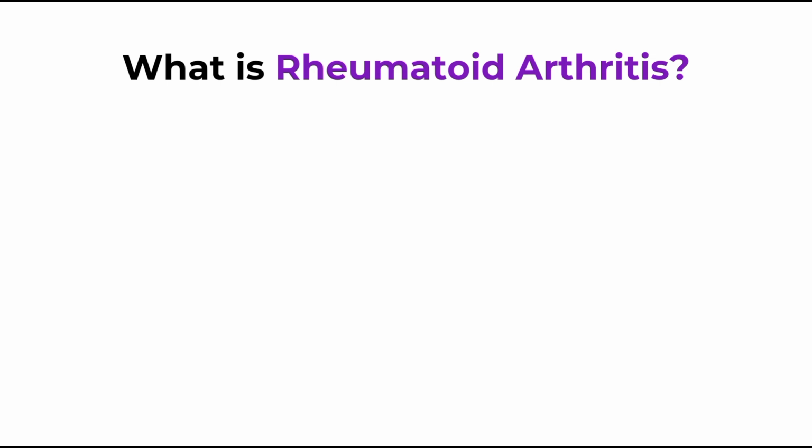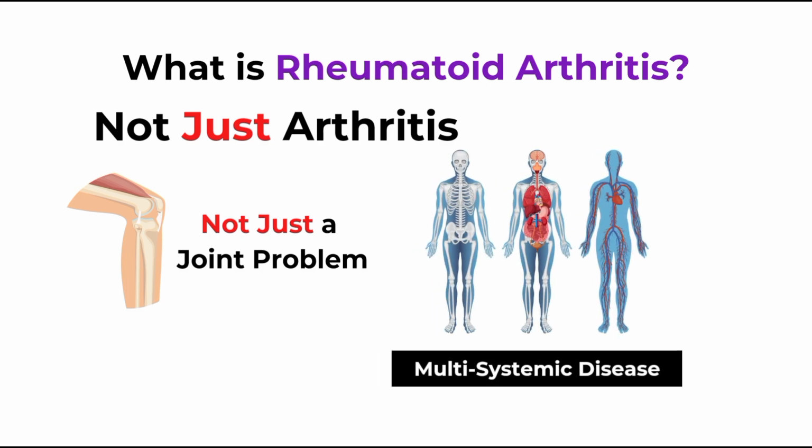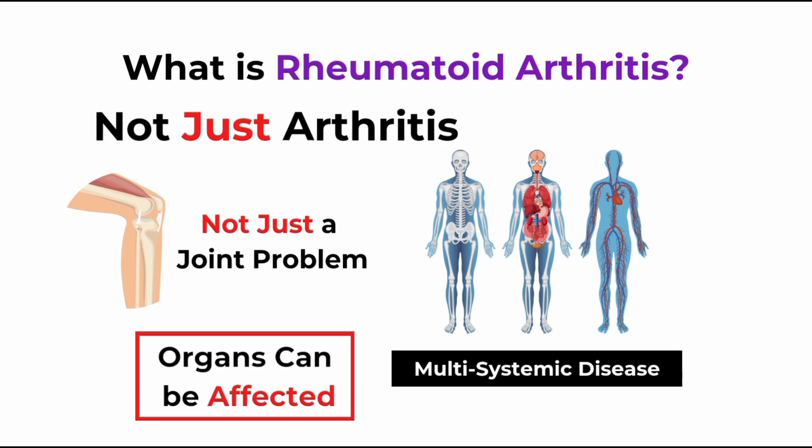Now, this brings to the fore that rheumatoid arthritis is not just arthritis. When people use statements like that, the thinking is that because they think that arthritis is just a joint problem, they feel that, after all, why are you making such a big deal out of just a joint problem? And that's a big mistake, because rheumatoid arthritis, though called rheumatoid arthritis, is not just a joint problem, it's actually a multisystemic disease. In other words, organs of the body can actually be affected by rheumatoid arthritis.